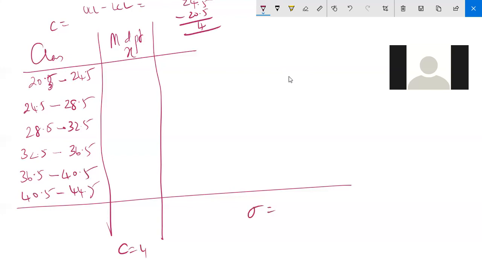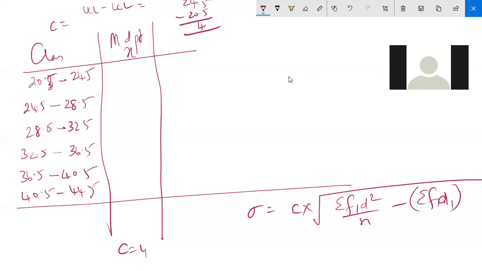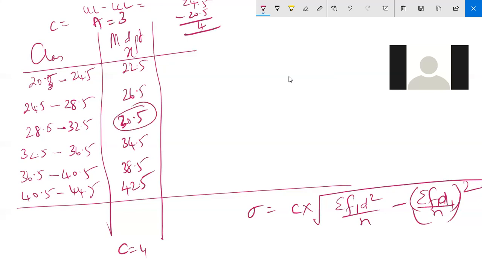So when you do sigma, you have to put C into the square root of sigma Fi di squared by n minus sigma Fi di by n the whole square. That all you have to find out. Okay. So for that you have to take midpoint. Midpoint will be 22.5, then 26.5, then 30.5, then 34.5, then 38.5, then 42.5. Assumed mean you can take as 30.5.